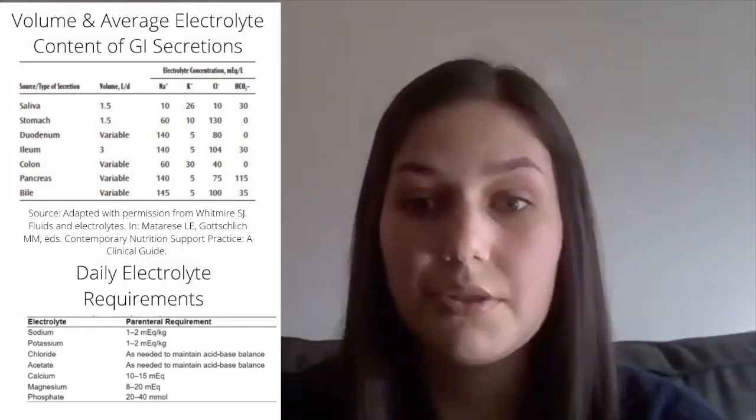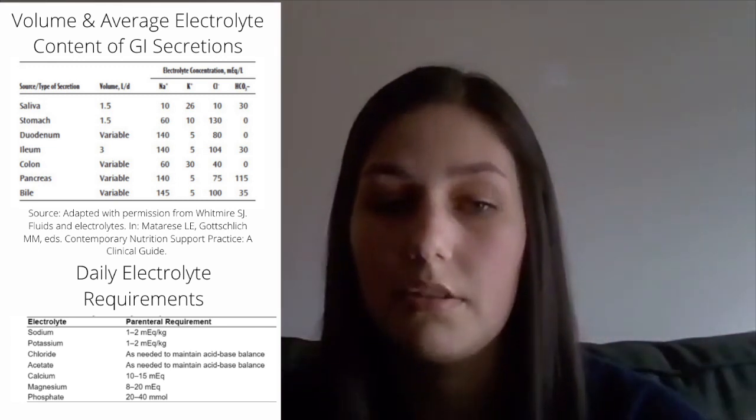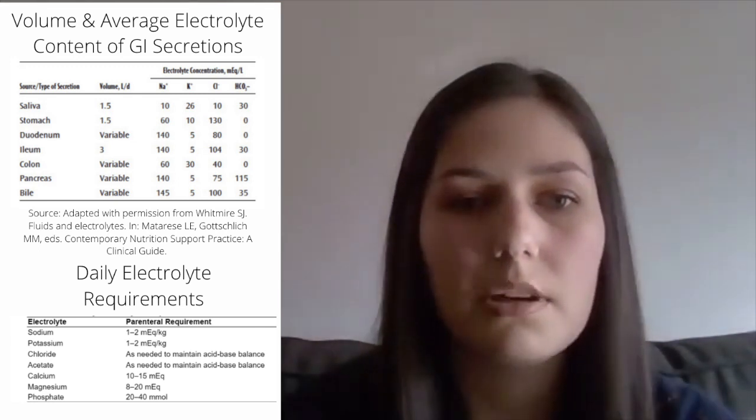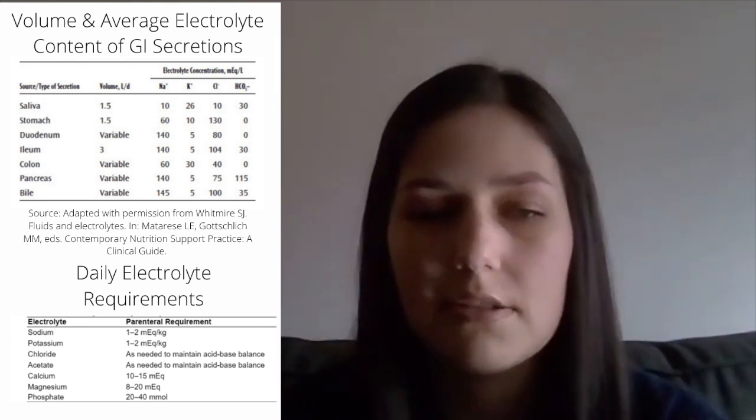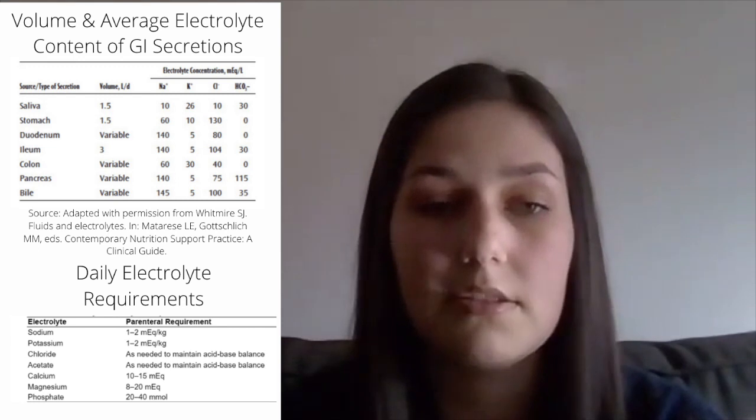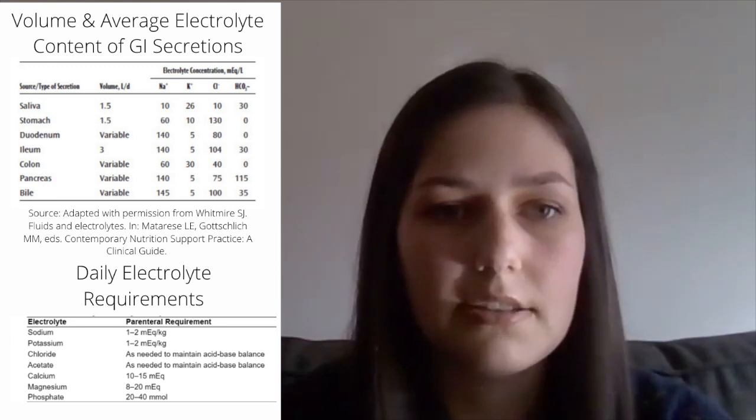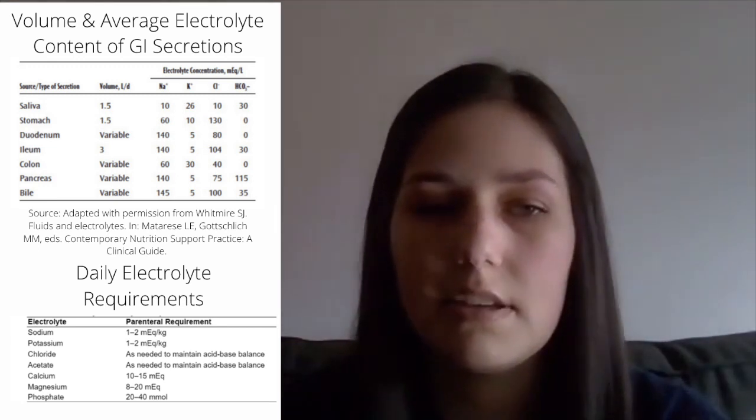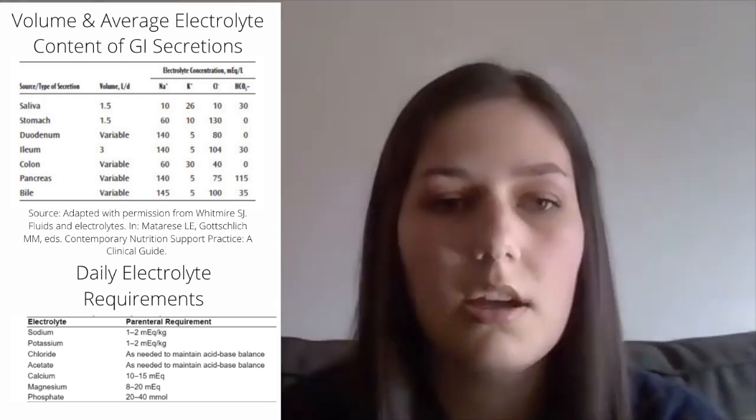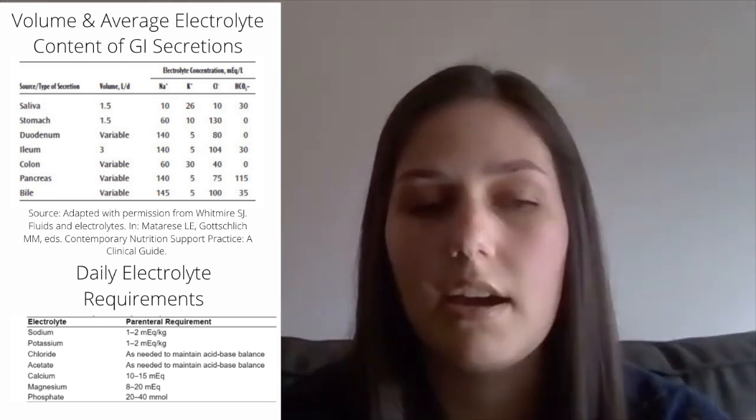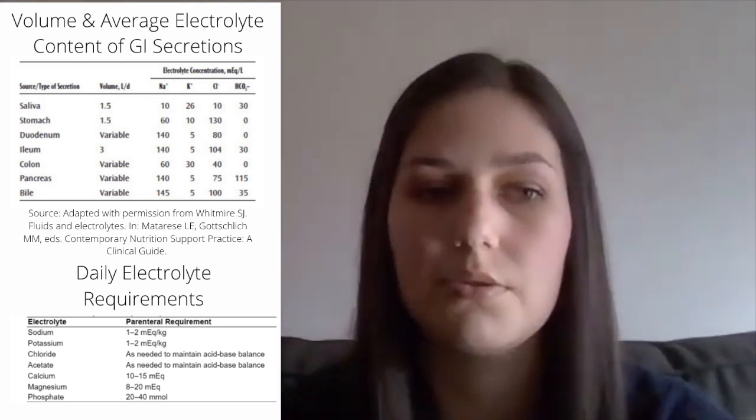All right, so to introduce you to a couple of the references we'll be using, these are both from the ASPEN Core Curriculum, the 3rd edition, which is the most recent one. We're going to look at this table of volume and average electrolyte content of gastrointestinal secretions, and we'll reference that because this is one of the main sources of electrolyte output that we'll consider. The next table is daily electrolyte requirements. This is, again, in the ASPEN Core Curriculum. I believe the source is a JPEN article. I use this as a guideline for when I'm starting TPN, where to start in terms of electrolyte dosage.